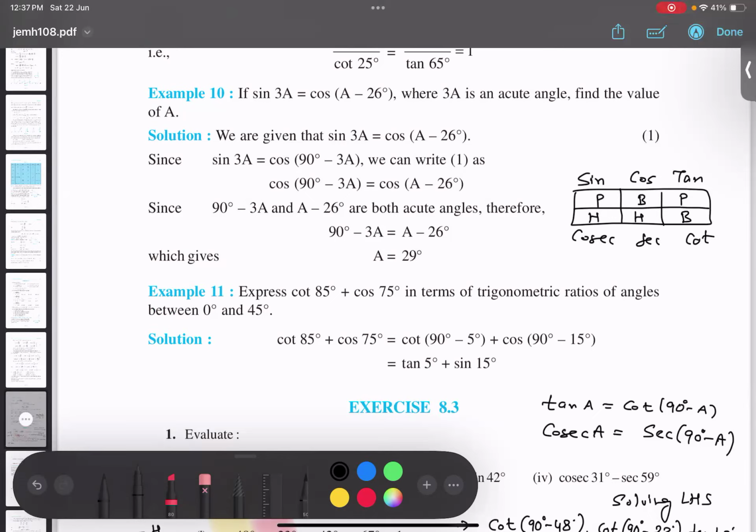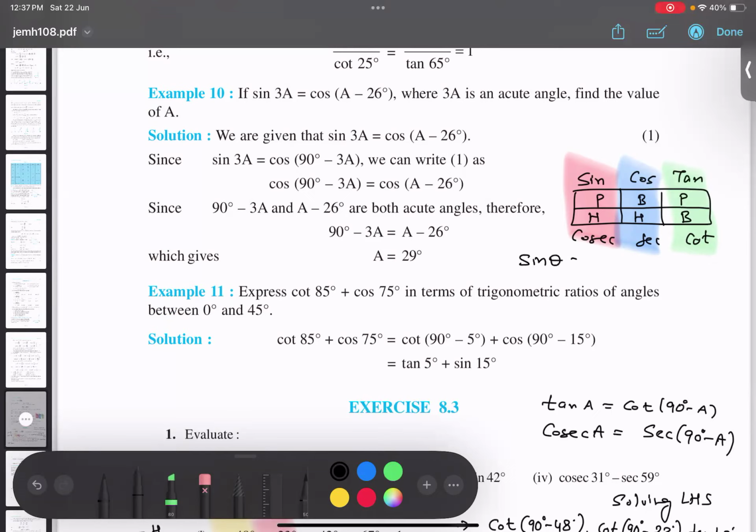Remember this formula? Basically, sine and cosec are inverse. Cos and sec are inverse. Tan and cot are inverse. So what do I mean by inverse?